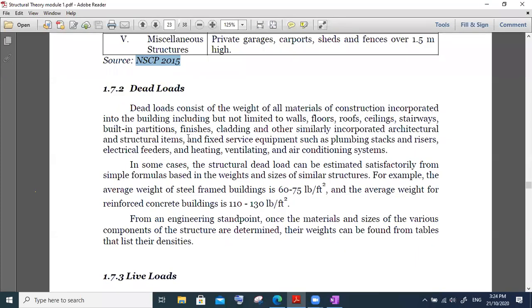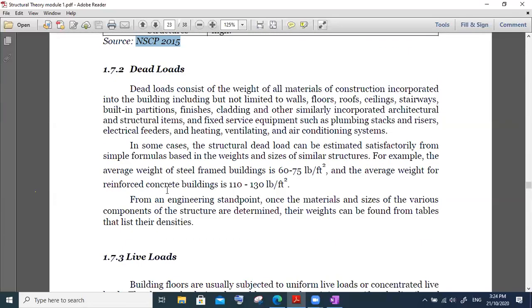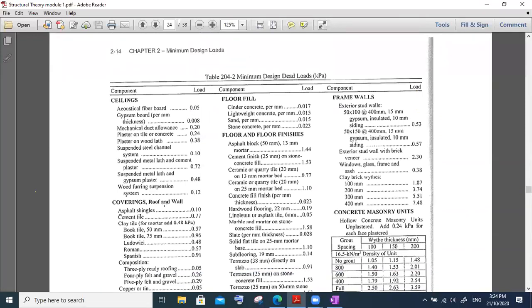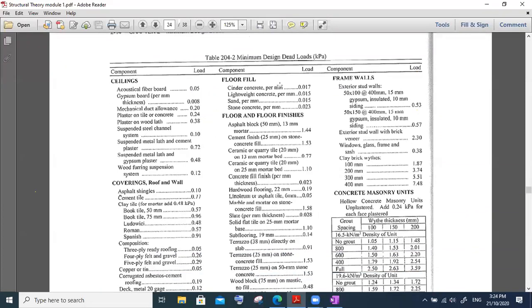Yung dead load natin, so as I said, the dead load consists of the weights of all materials of construction incorporated into the building, including but not limited to walls, floors, the roof, ceilings, stairways, built-in partitions, finishes, the cladding, and other similarly incorporated architectural and structural items and fixed service equipment such as plumbing, stacks, and risers, electrical feeders, and heating, ventilating, and air conditioning systems. Makikita natin dito sa table na 'to. These are the list, 'no, ng mga minimum design load, dead loads natin.